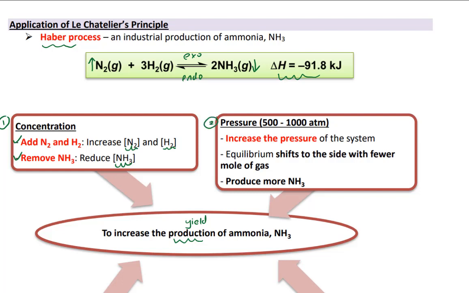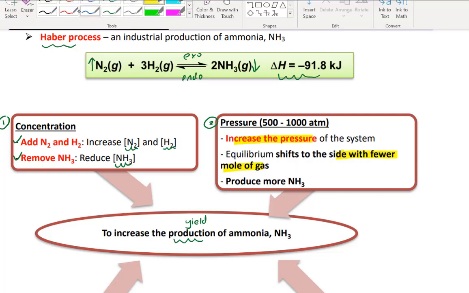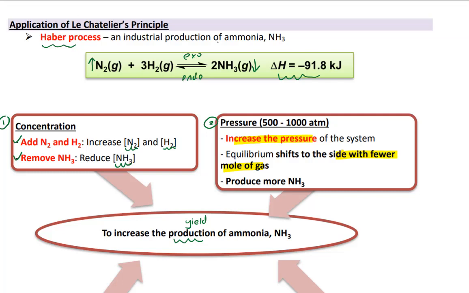Secondly, the factor of pressure. The industrial process will set the pressure from 500 to 1000 atm. We know that if we increase the pressure of the system, the equilibrium will shift to the side with fewer moles of gas molecules, which, if you look at the equation, is the right-hand side. So you are pushing the equilibrium to shift to the right-hand side, therefore producing more ammonia. Over here, you can jot down: to the right.